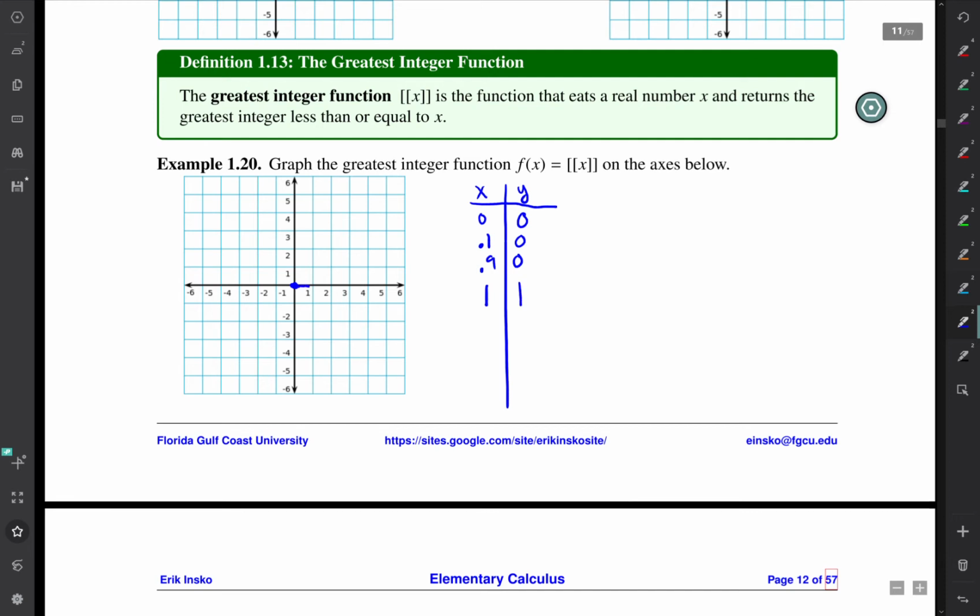So the idea here is that you get a constant flat line until you get to 1, and then you jump up to 1, 1. And then it's going to be a constant flat line until you get to 2 and you jump up. Like if you put in 1.2, what's the greatest integer less than 1.2? That'd be 1. If I plug in 2.3, the greatest integer less than 2.3 is 2. So again, you're just getting these little flat lines, and we call these step functions. And the idea is that you're just rounding down.